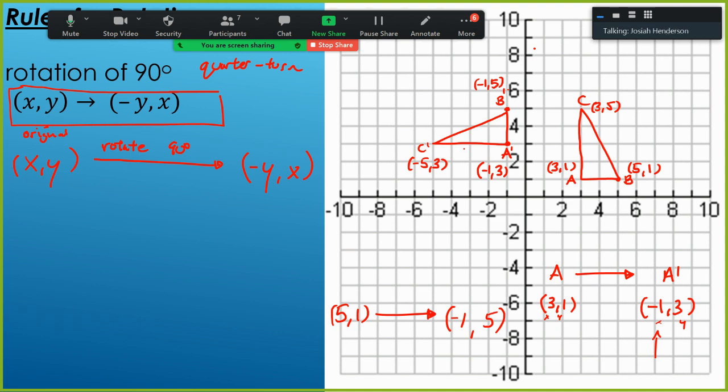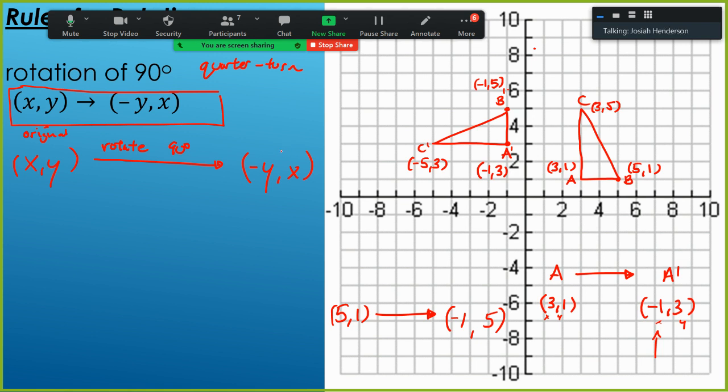So for your notes, I would like to see at least that you've got your starting figure, ABC, and you've got the rotated figure. And I do want to make sure you've written down this is a rotation of 90 degrees. And here's what the X and Y do when we do that rotation. XY becomes negative YX.